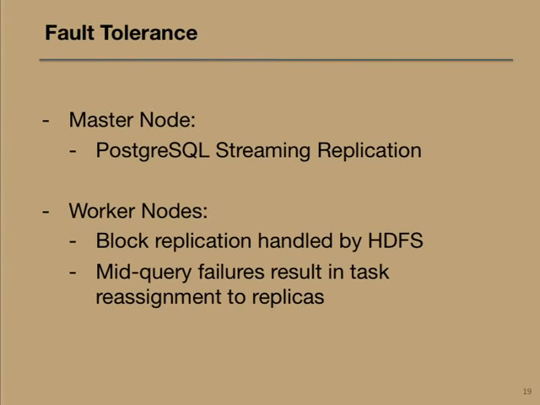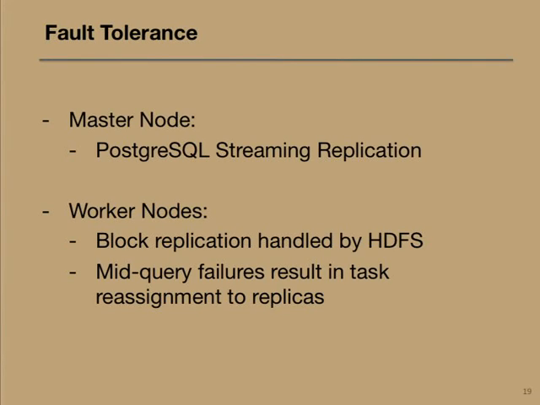So, another thing that's worth mentioning is fault tolerance. Our solution to fault tolerance can quickly be summarized by saying that we're basically leveraging the best features of the two platforms that we're building on top of, Hadoop and PostgreSQL. So what happens if the master node fails? Well, we take advantage of PostgreSQL streaming replication to make sure that the table metadata is copied over to a hot standby, and that solves the problem at the master node level.